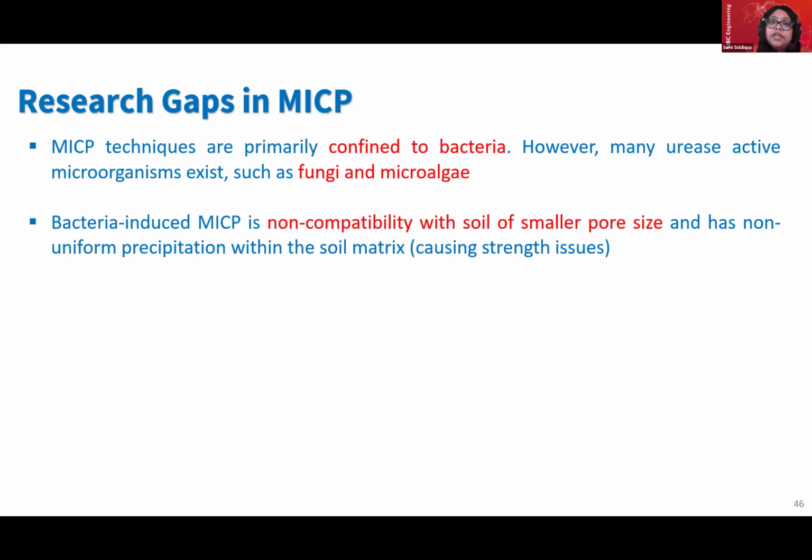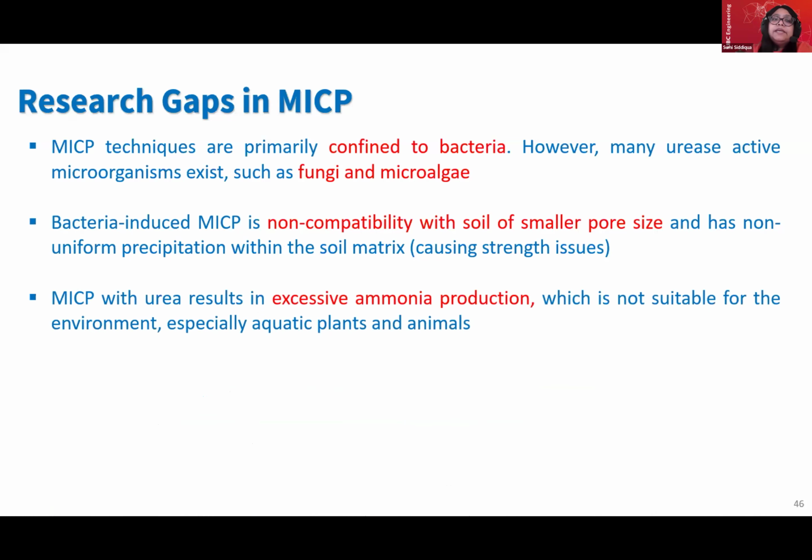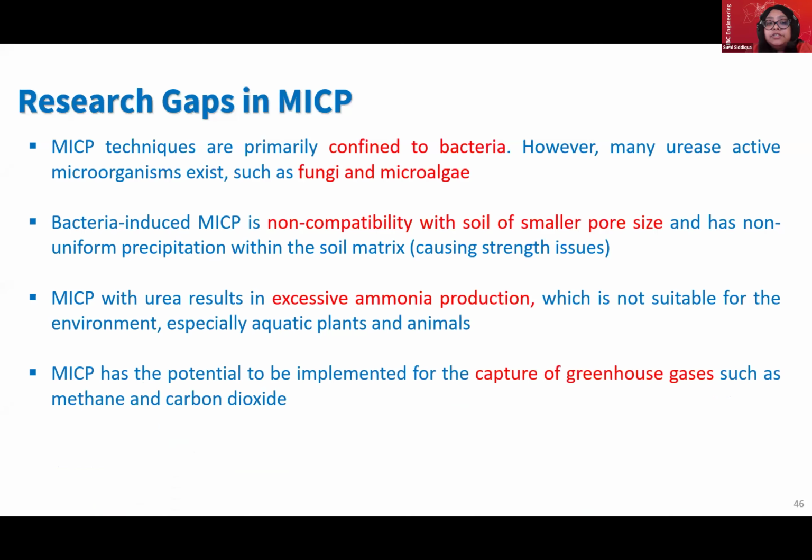Bacteria-induced MICP is not compatible with soil of a smaller pore size and has non-uniform precipitation within the soil matrix, causing strength issues. So this is a research gap to look into further: how to incorporate MICP in the form of a composite, not just looking into MICP individually, but developing some biocomposite with the help of other stabilizing materials. MICP with urea results in excessive ammonia production, which is not suitable for the environment, especially aquatic plants and animals. So that's another factor to look into.